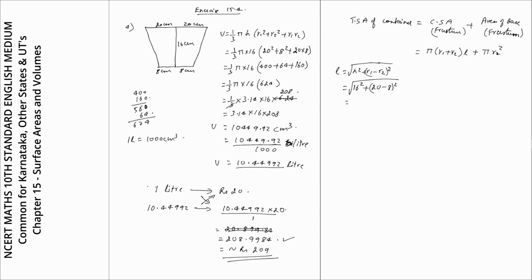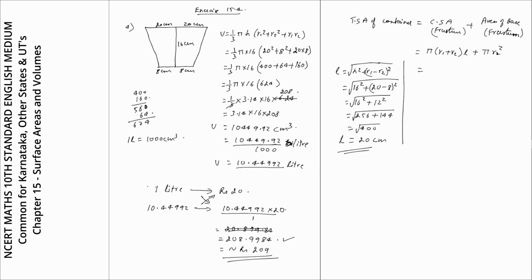So this is equal to 16 square plus (20 minus 8, which is 12) square. So 16 square is 256 plus 12 square is 144. Please check it out. And 256 plus 144 is 400. So the square root of 400 is plus or minus 20, but I'll take only the positive value because length can be only positive. So the slant height is 20 centimeter. Now substitute all these values here.